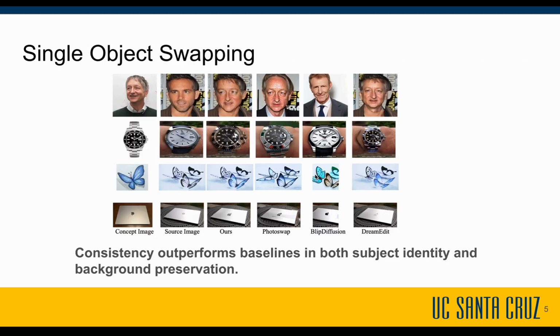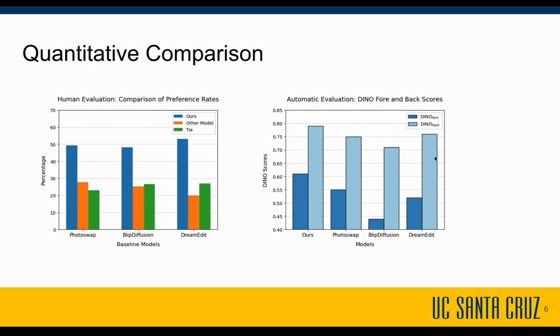It performs very well on single object swapping. As you can see, here we show some examples and compare it with the previous SODA model. We also conducted quantitative comparison through human evaluation and automatic evaluation. As you can see here, our model significantly outperforms all other baselines.